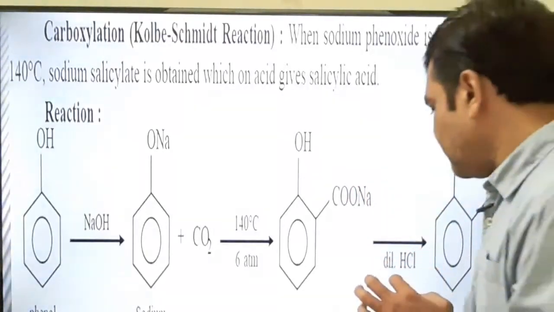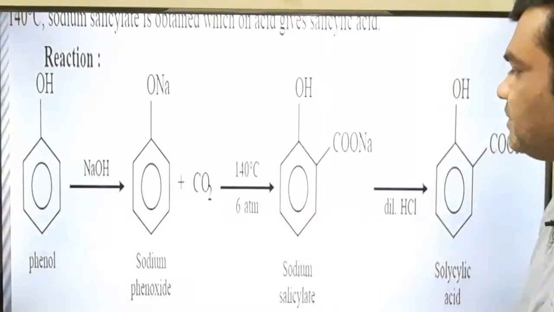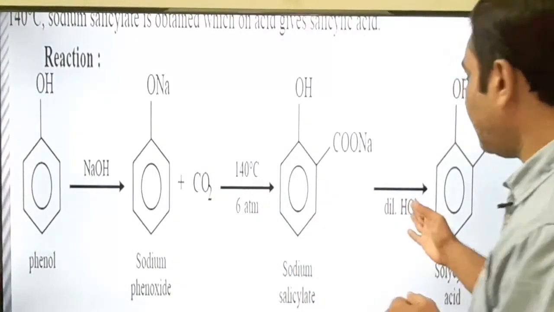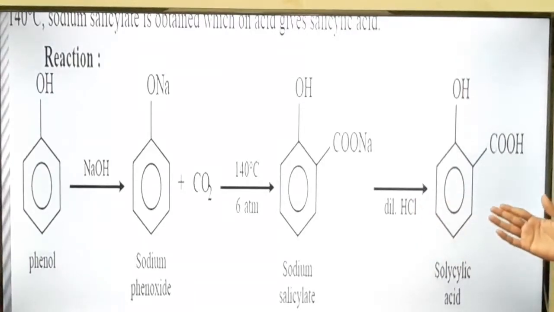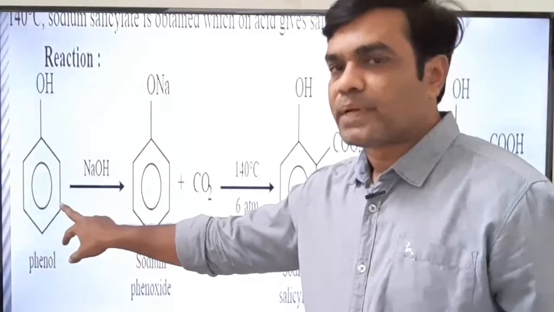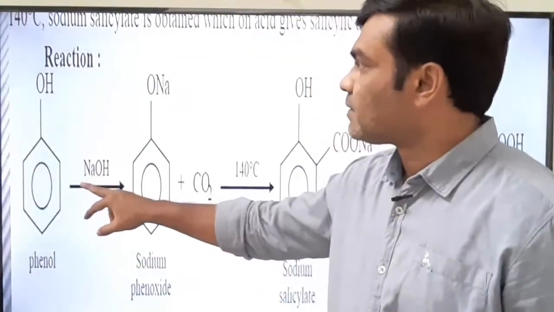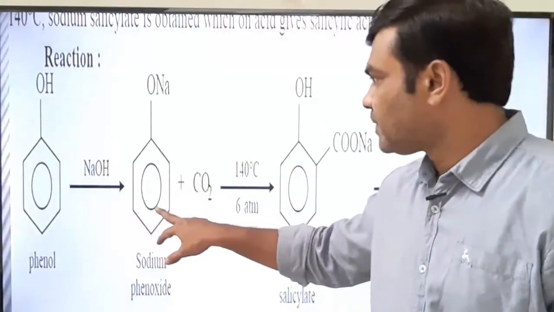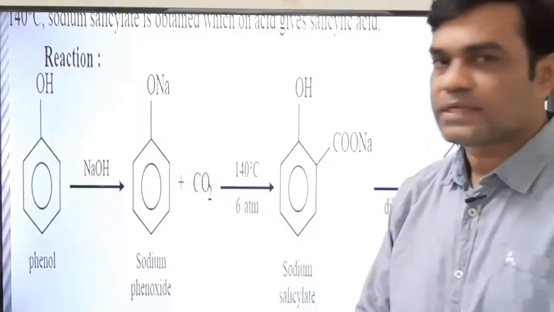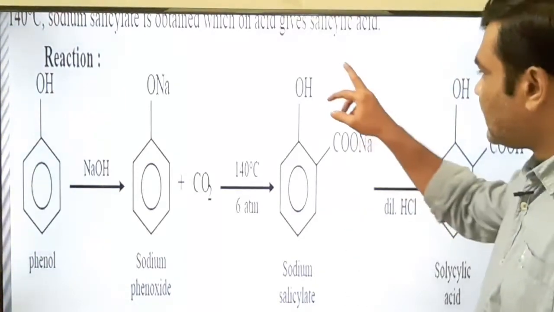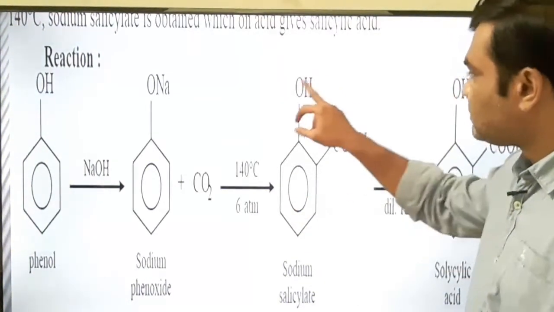When phenol is treated with sodium hydroxide, followed by reaction with carbon dioxide and hydrolysis, we get salicylic acid. Let us see in detail. This is a three-step reaction. In the first step, phenol on reaction with sodium hydroxide gets converted into sodium phenoxide. That sodium phenoxide on reaction with carbon dioxide at a particular temperature and pressure gets converted into sodium salicylate.